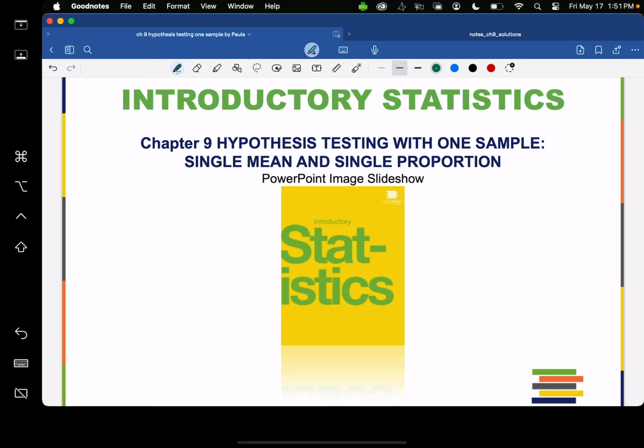Hi statistics students. Here is chapter 9 on hypothesis testing, and we'll be testing hypotheses in chapter 10 as well. Chapter 9 is about testing with one sample, and chapter 10 is about testing with two samples. So the title of chapter 9 is Hypothesis Testing with One Sample, a Single Mean, and a Single Proportion.